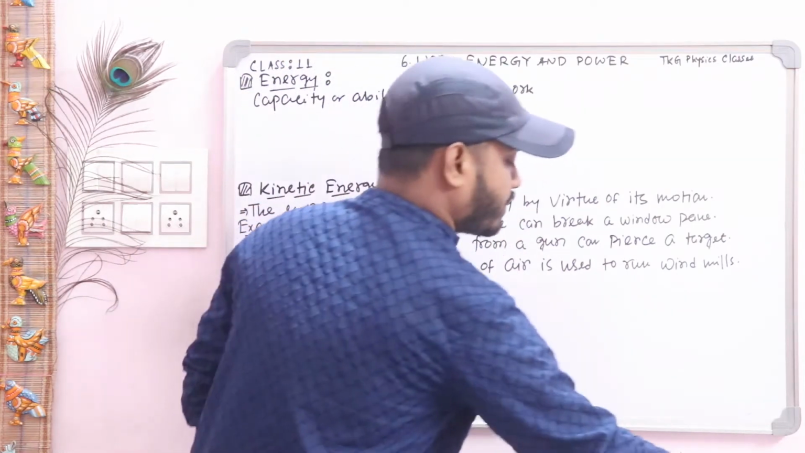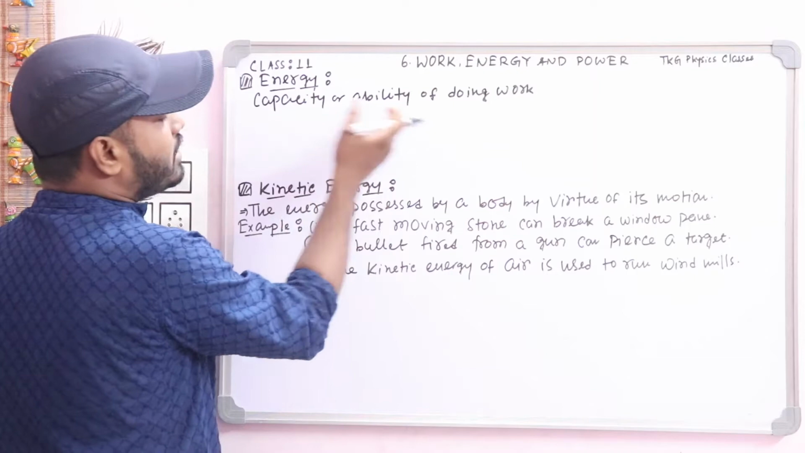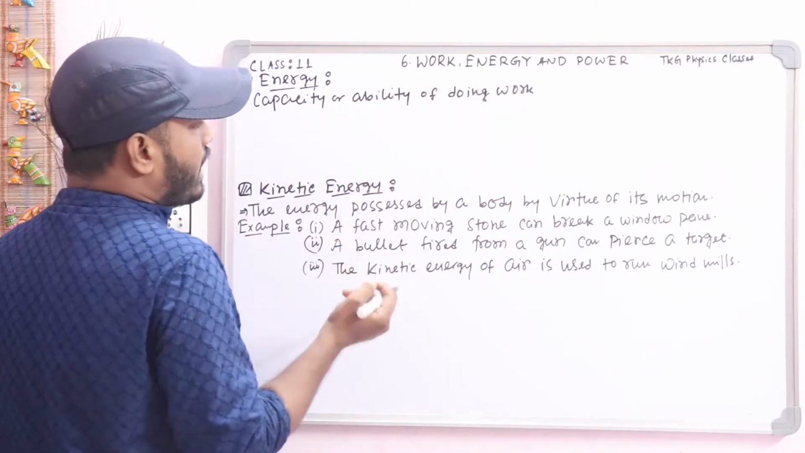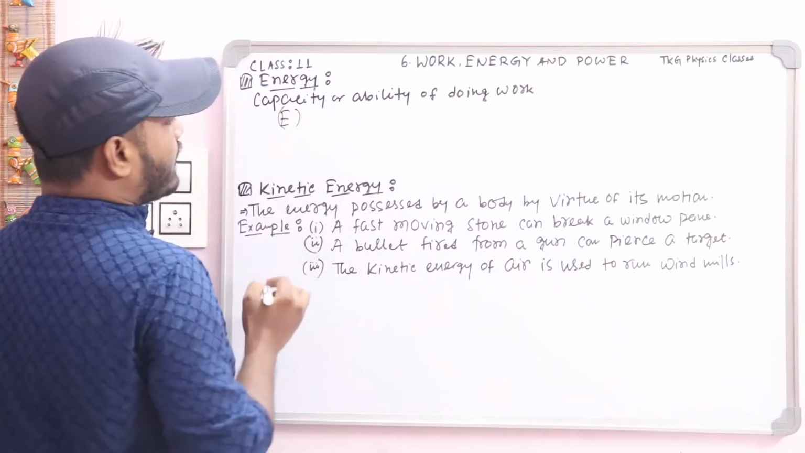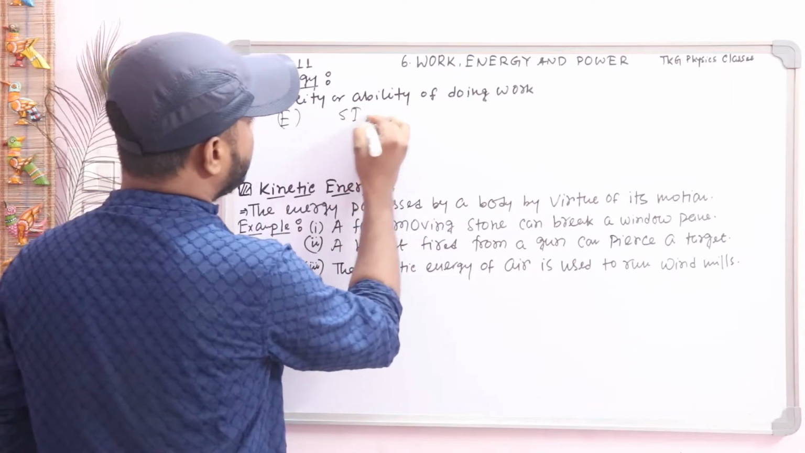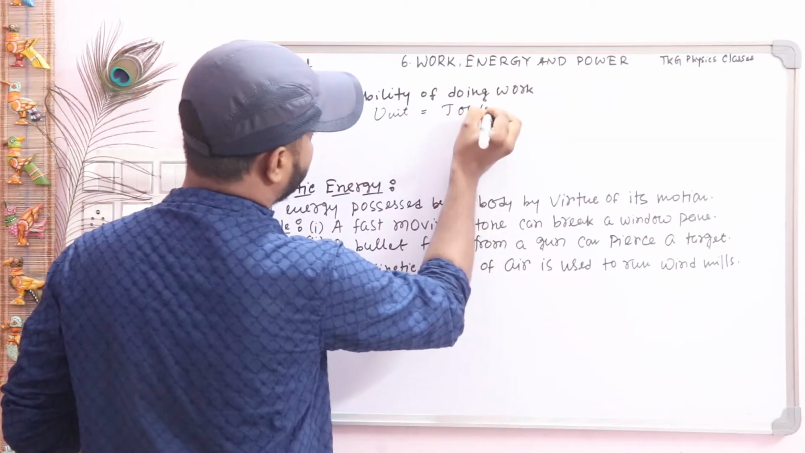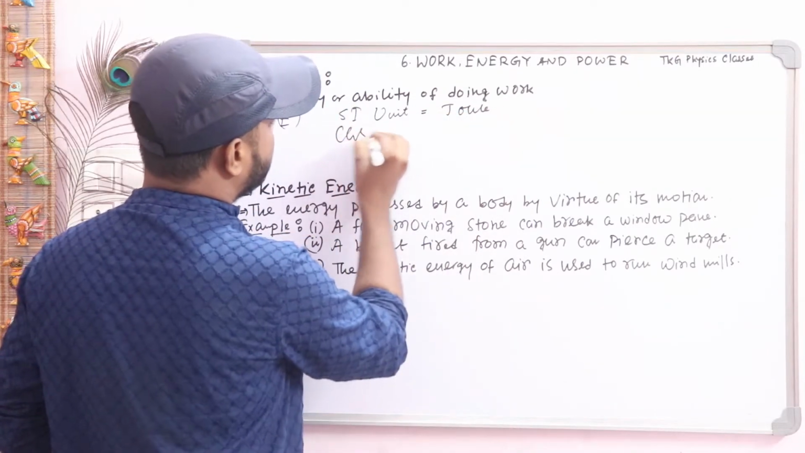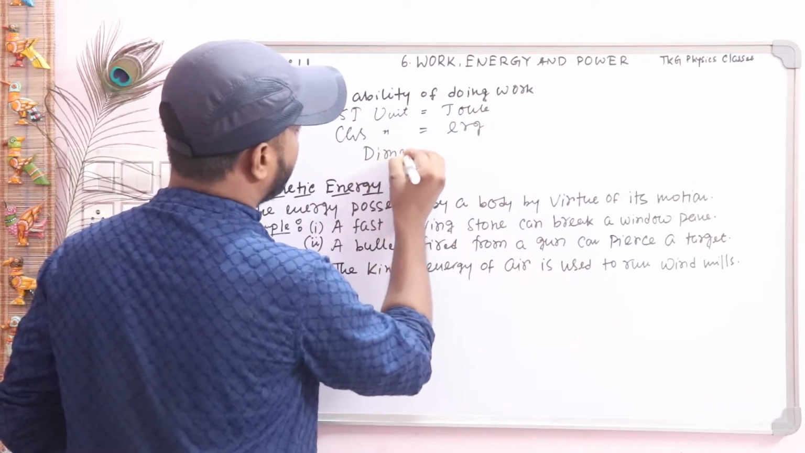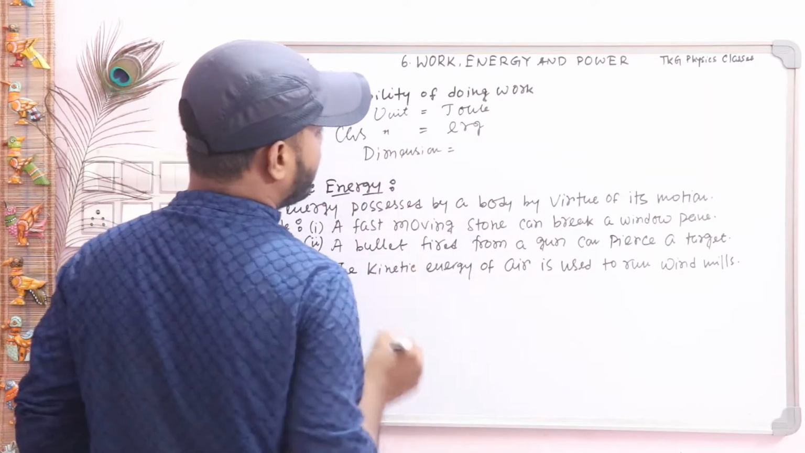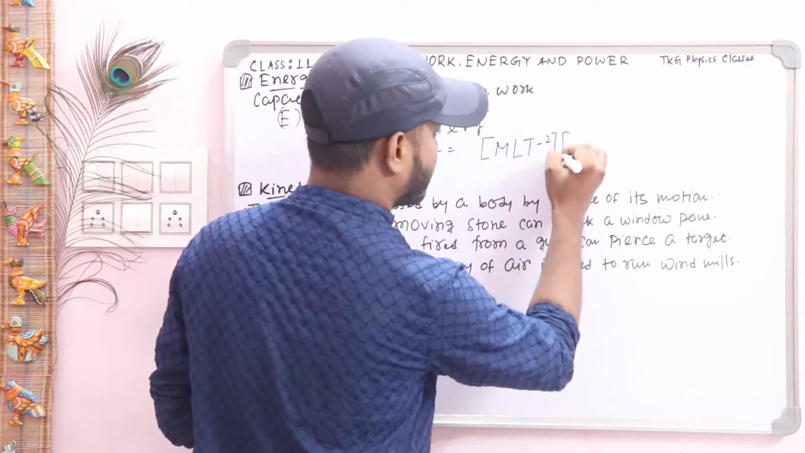So first part, energy. At first you write the definition. Energy is defined as the capacity or ability of doing work. Energy is represented by the symbol E, capital E. And the SI unit of energy is exactly the unit of work, that is joule, and the CGS unit will be erg, and the dimension of energy will be force, that is MLT to the power minus 2, into displacement.